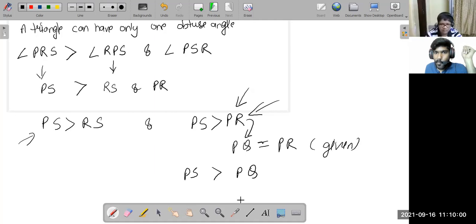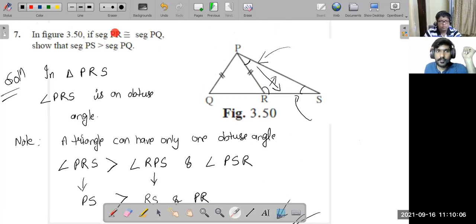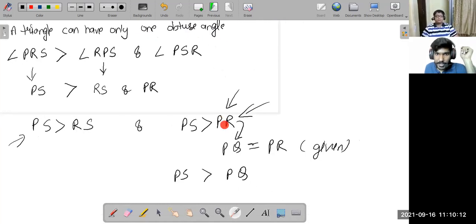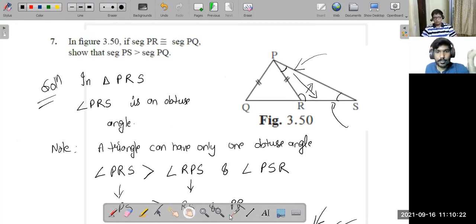No, sir, I don't understand. In the question, it is given segment PR and segment PQ are equal to each other. So here, instead of PR, I've just substituted PQ because both are equal to each other. And this is what we had to prove. PS greater than PQ is what we had to prove. See here, PS greater than PQ.